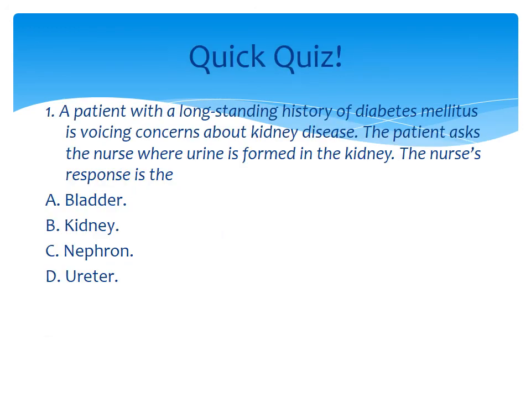Here is a knowledge question. A patient with a long-standing history of diabetes is voicing concerns about kidney disease. The patient asks the nurse where urine is formed in the kidney. The nurse's response is, the correct answer to this is a nephron, since we just discussed that the nephron is the part that's inside the kidney that actually makes the urine. So it's the nephron, not the bladder or the kidneys. It's actually the nephron.